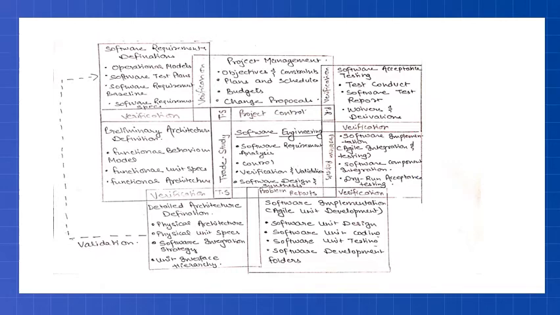Here we can see the first table, architecture driven software definition, software requirements definition. Here we have some attributes: operational models, software test plans, software requirement baseline, software requirement specifications, verification, and after verification we have a second table, project management. Here in project management we have objectives and constraints. We must fulfill these objectives and constraints.